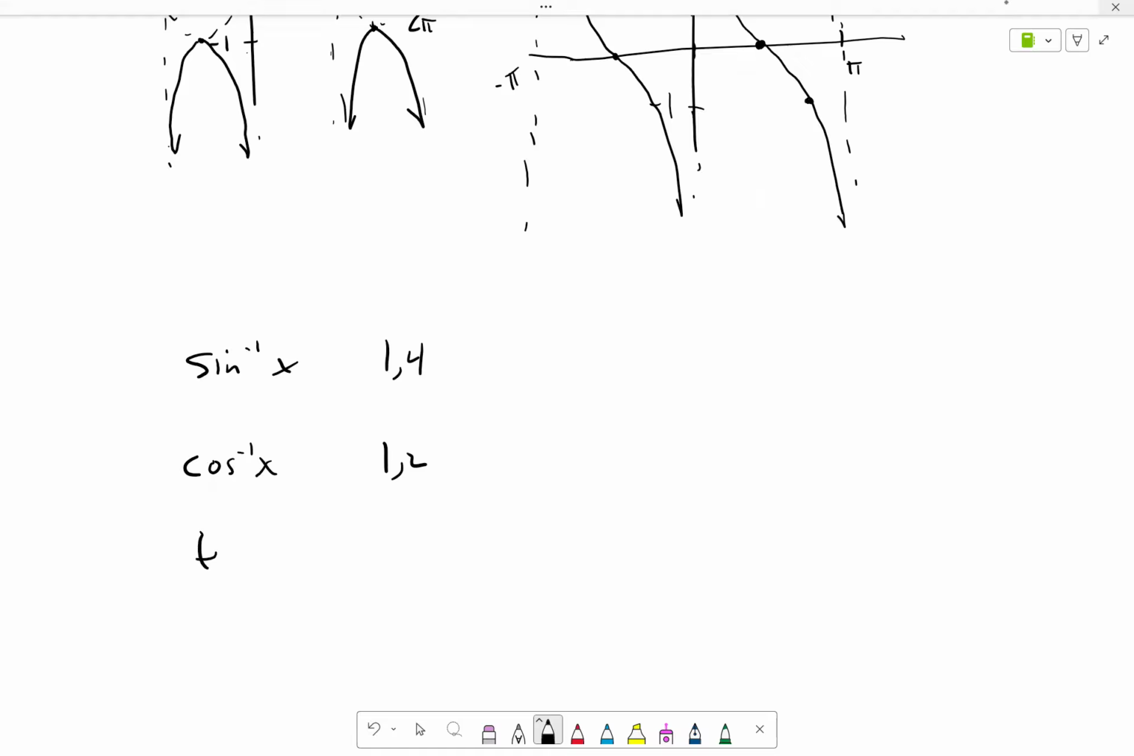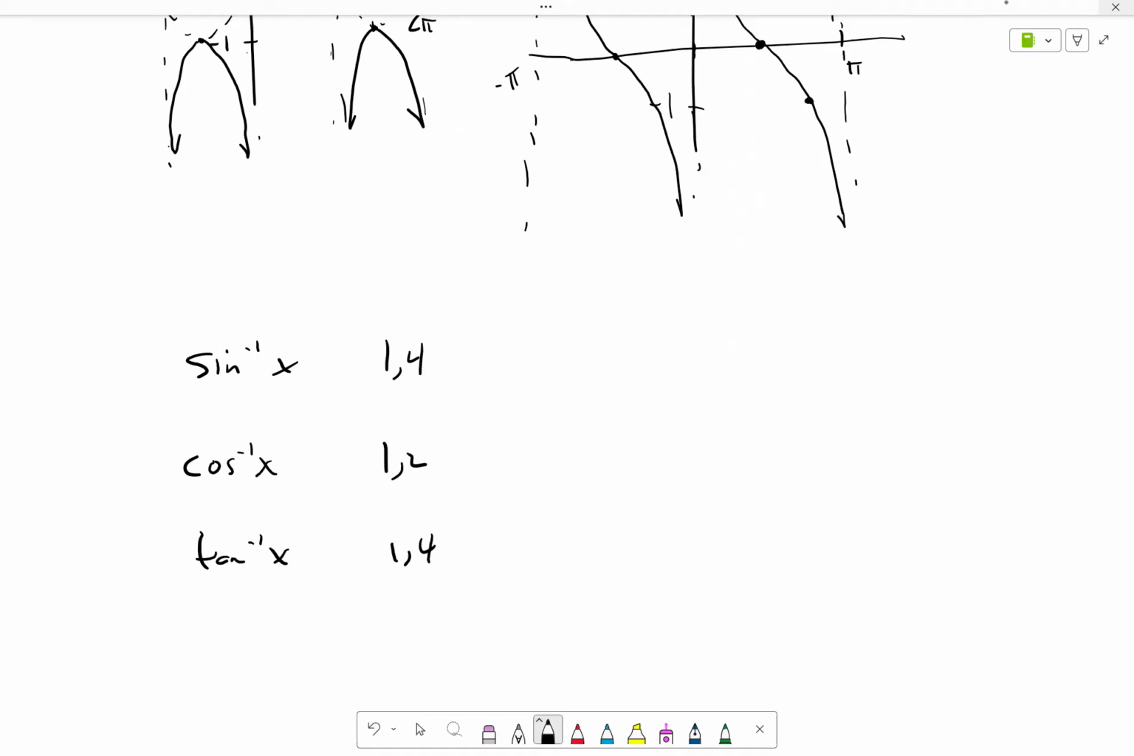And then for tangent inverse, it is 1 and 4. And this came about from when you restricted the domains of sine, cosine, and tangent so that they are 1 to 1. Okay.